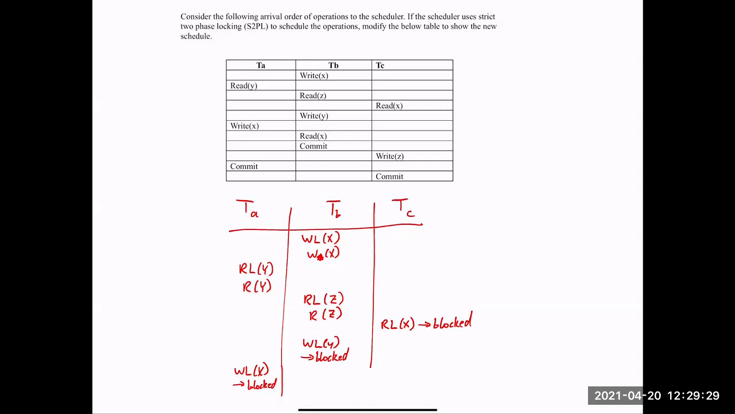Well, it's actually a deadlock, right? Why is it a deadlock? Well, because each transaction here is blocked. So nobody can make a move. So therefore, we get a deadlock. Okay.